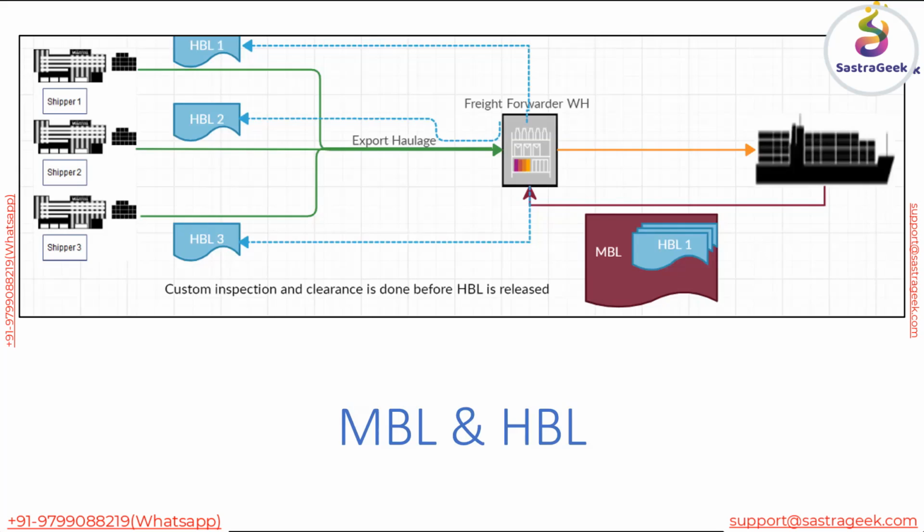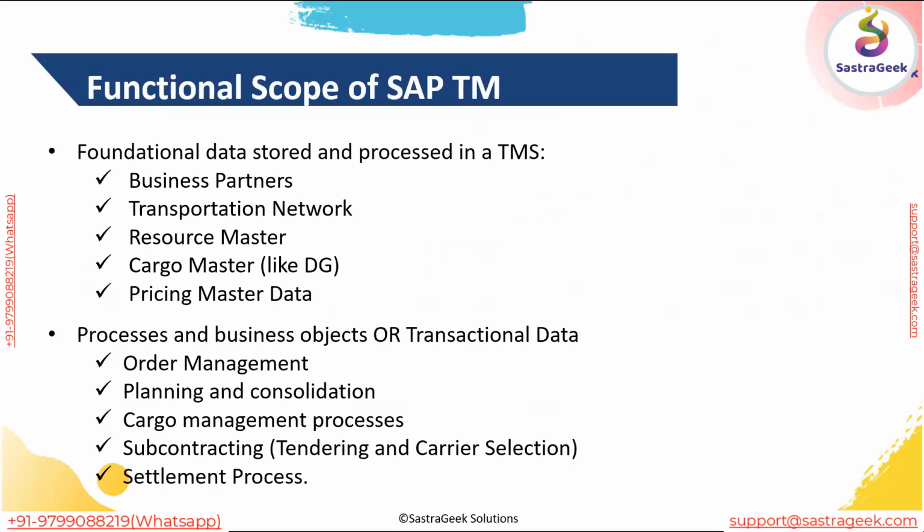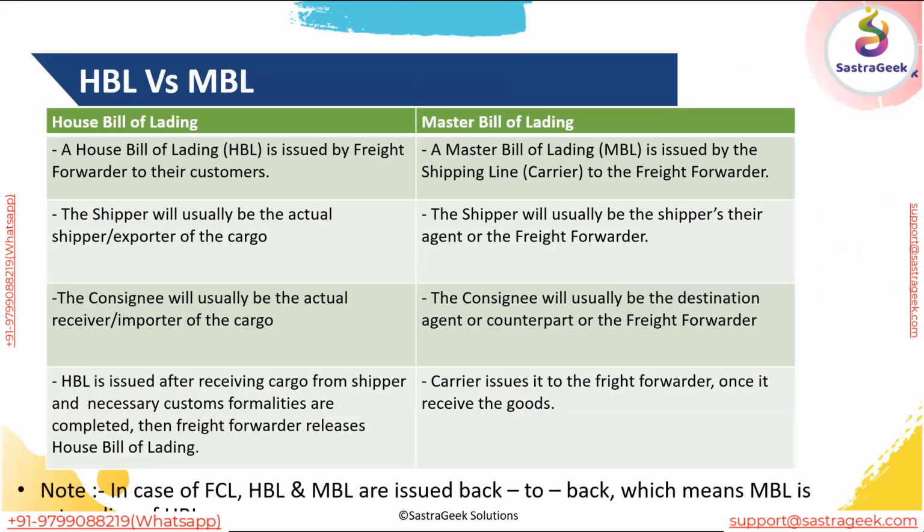It does. So I'll move ahead. These are a few points on MBL and HBL: who issues the HBL. HBL, house bill of lading, is issued by a freight forwarder to their customers. Customers are nothing but the shippers. MBL, master bill of lading, is issued by a shipping liner, that is the carrier, to the freight forwarder.